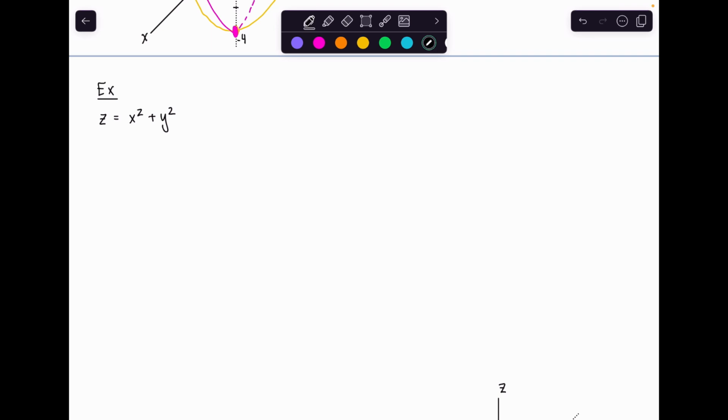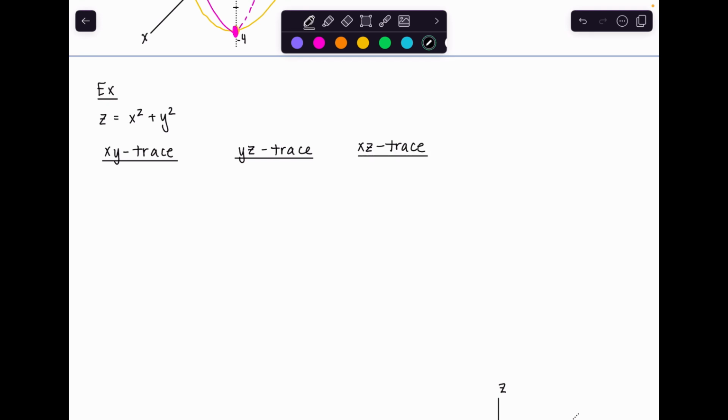The surface we're going to look at now is z equals x squared plus y squared. So I'm going to start again by going through our traces. We've got the xy trace, the yz trace, and then the xz trace. Most of the time, just knowing these three is enough to get a picture.